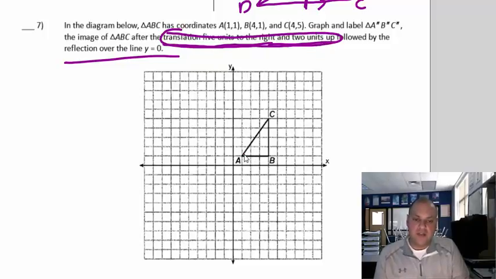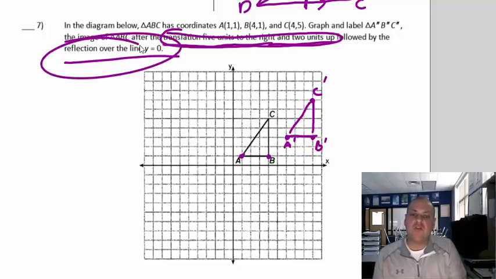So I'm going to take point A, for example, 5 units right: 1, 2, 3, 4, 5, and then 2 units up. So there is A prime. Point B, 1, 2, 3, 4, 5, 1, 2. So there's B prime. And then C, 1, 2, 3, 4, 5, and then 1, 2, up. So there is C prime. A prime, B prime, C prime.